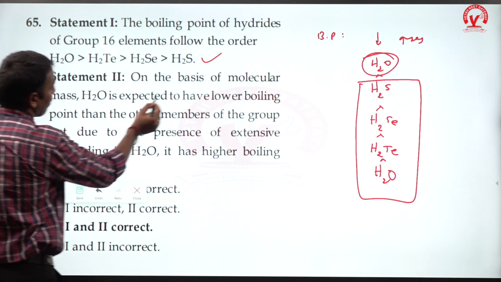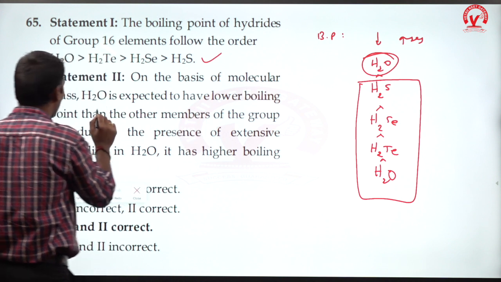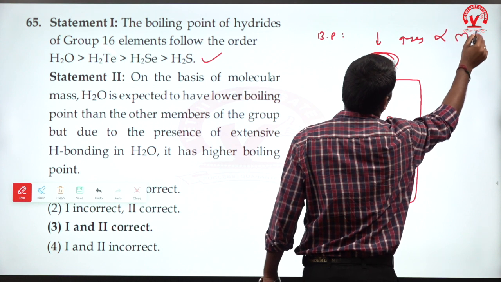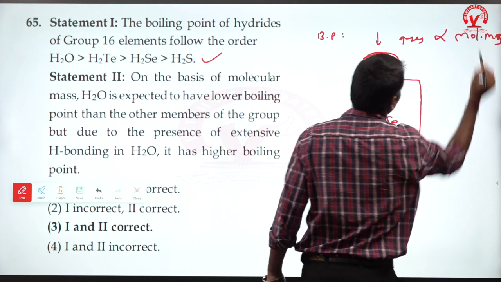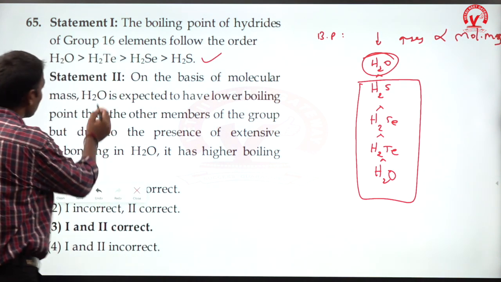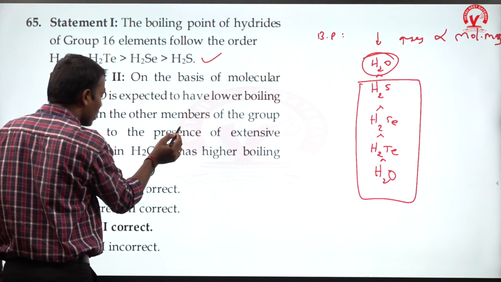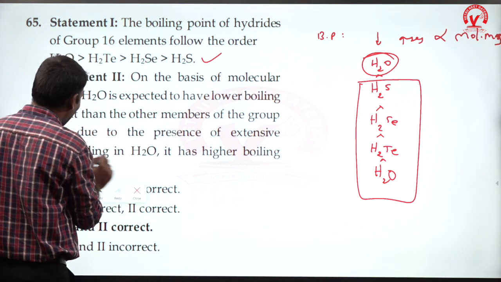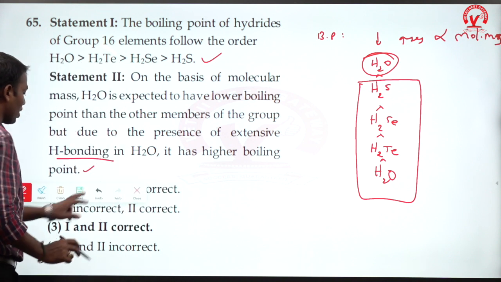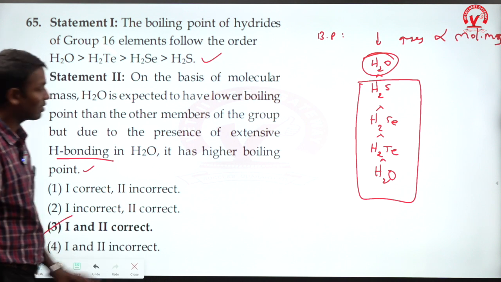And statement 2: on the basis of molecular mass, H2O is expected to have lower boiling point. Yes, boiling point also depends on molecular mass. The more the molecular mass, the more the boiling point. So H2O is expected to have lower boiling point than other members of the group, but due to the presence of extensive hydrogen bonding in H2O, it has higher boiling point. Yes, also correct, right? So both 1 and 2 are correct statements.